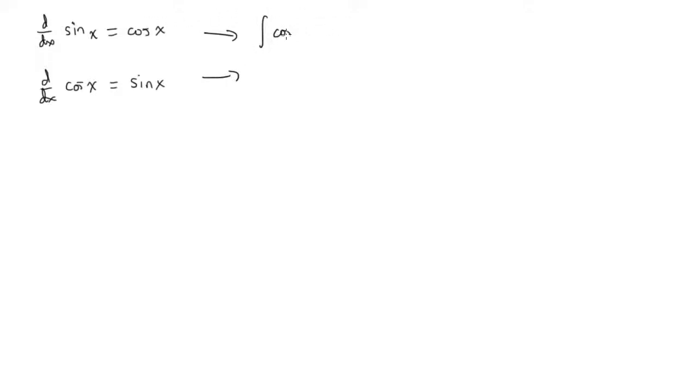The integral of cosine x would be sine x. And the reason that this is the case is because I'm just thinking of the integral as being the antiderivative. So if the derivative of sine is cosine, the antiderivative of cosine is sine. And then for integrals, of course, we need our obligatory plus c.